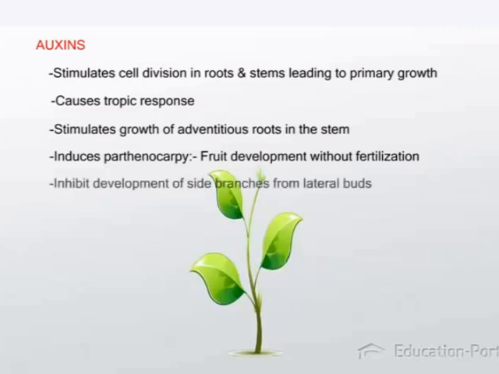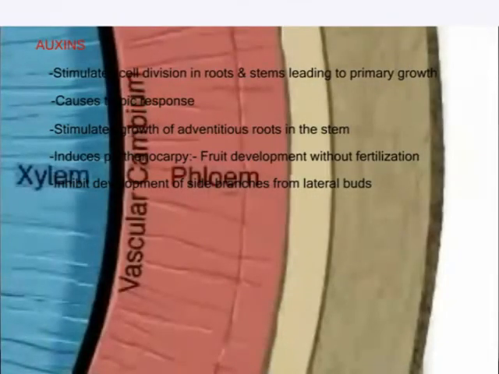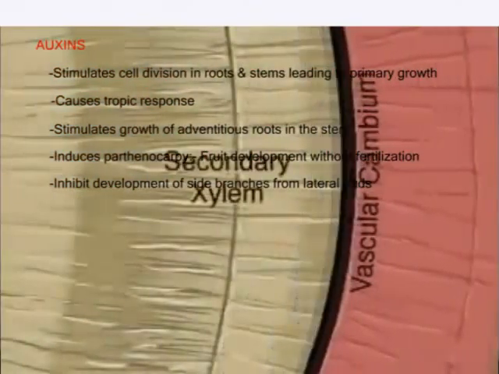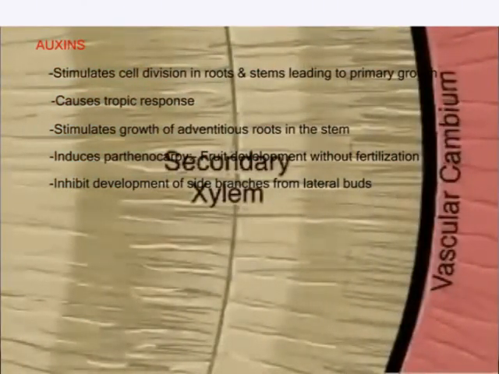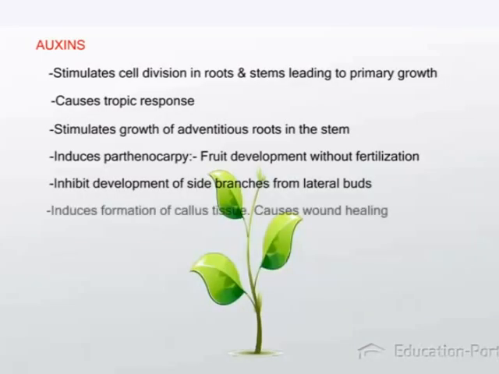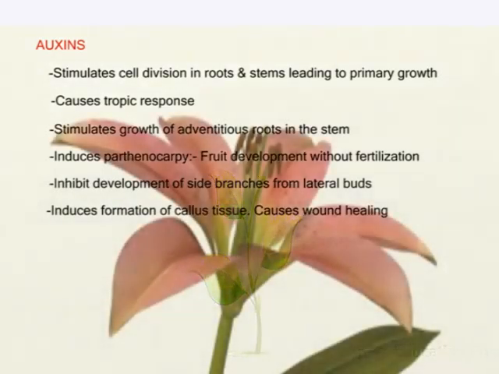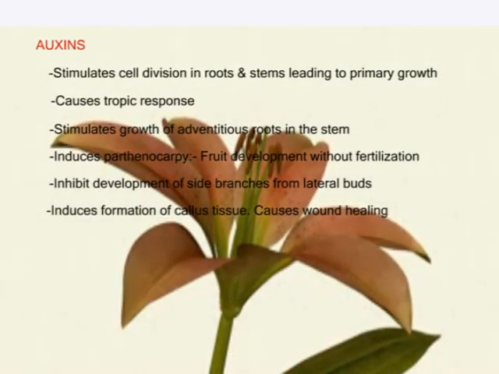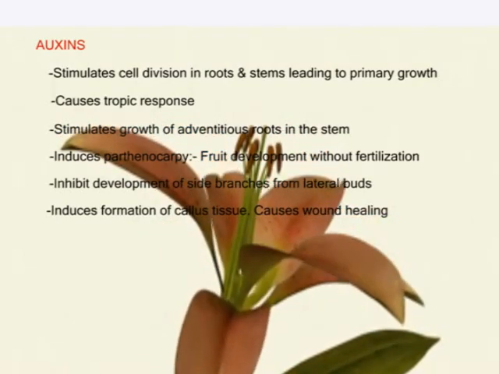Auxins are known to inhibit the development of side branches from lateral buds, and therefore they enhance apical dominance. During secondary growth, auxins play an important role by initiating cell division in the cambium and differentiation of these cambium cells into vascular tissues. Auxins, in association with other plant hormones such as cytokinins, induce callus tissue, which causes healing of wounds. When the concentration of auxins falls in the plant, it promotes formation of an abscission layer, leading to leaf fall.